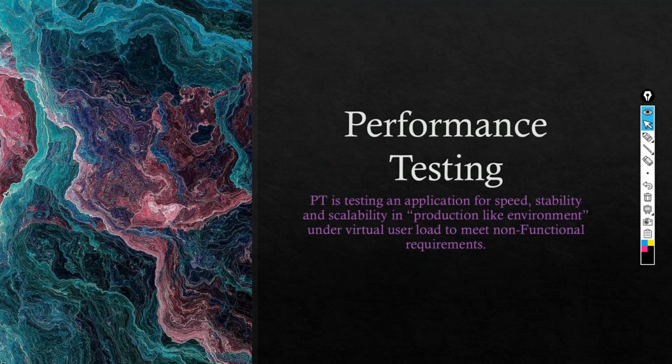What are the different terms mentioned in this definition? Speed, stability, scalability, production-like environment, virtual user load, non-functional requirements. So these are some of the terms included in this particular definition. Let's understand speed, stability, and scalability first, and then we'll come back to the others.